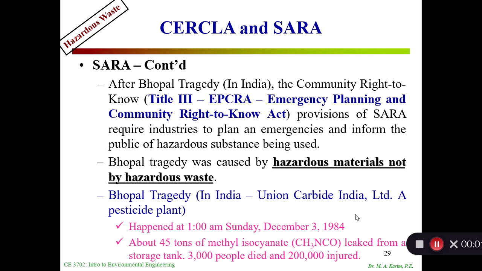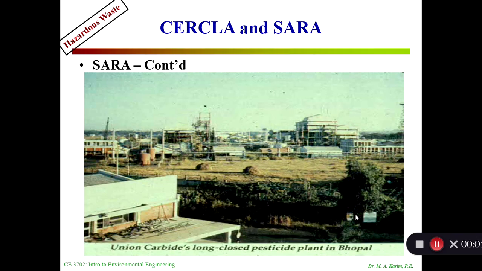The Bhopal tragedy in India, at Union Carbide India Limited, a pesticide plant, happened at 1 a.m. on Sunday, December 3rd of 1984. About 45 tons of methyl isocyanate leaked from a storage tank. 3,000 people died and 200,000 people were injured. So here is a picture showing what happened there, Union Carbide's long-closed pesticide plant in Bhopal.